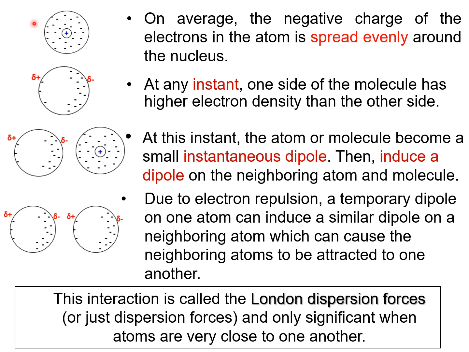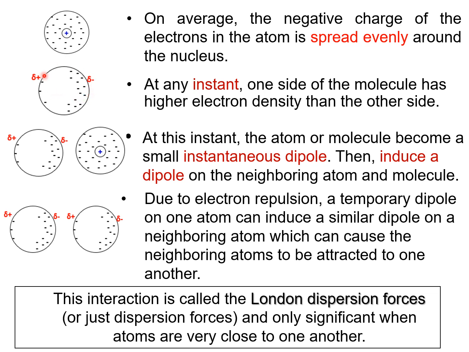For further explanation about London dispersion forces, you boleh dengarlah explanation Miss yang this one, okay? So actually dalam sebuah molekul kan ada atom. Dalam atom tu ada nucleus yang positively charged and also ada electron yang negatively charged. Actually on average, the negative charge of the electrons dekat dalam atom ni, diorang akan dispersed, okay, distributed sama rata around the nucleus. Tapi at any instant, dekat bila-bila masa saja, there will be one side of the molecule yang akan ada higher electron density than the other side.